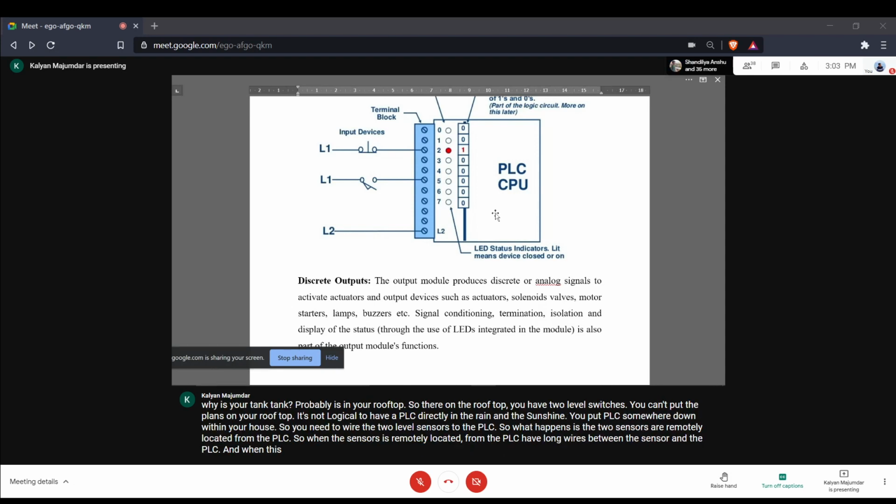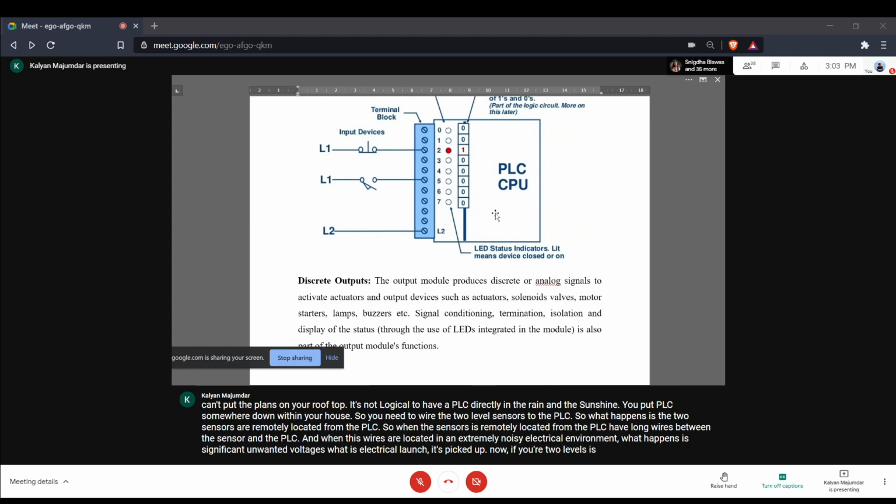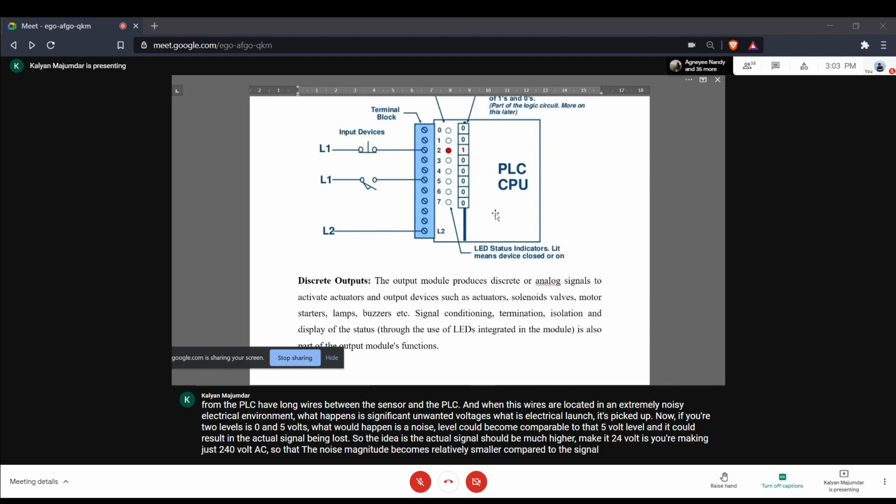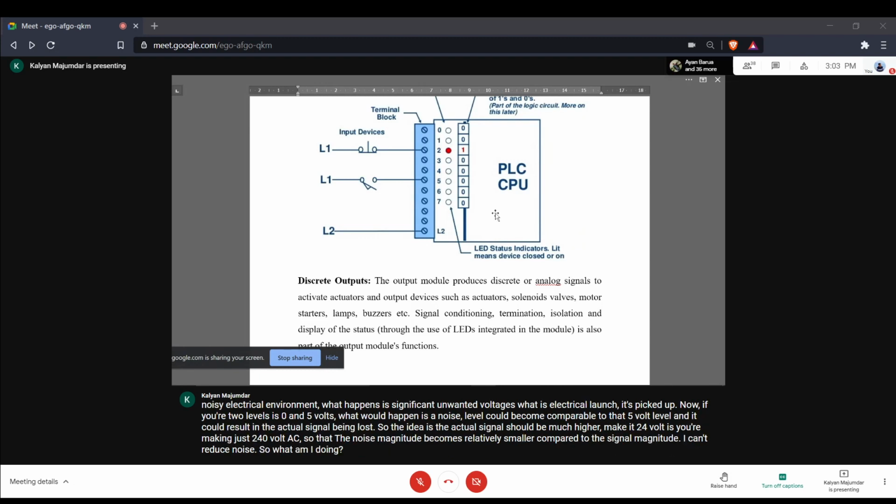When these wires are located in an extremely noisy electrical environment, significant unwanted voltages, that is electrical noise, are picked up. Now, if your two levels are 0 and 5 volts, the noise level could become comparable to that 5 volt level, and it could result in the actual signal being lost. So the idea is the actual signal should be much higher. Make it 24 volt DC or make it 220 volt AC so that the noise magnitude becomes relatively smaller compared to the signal magnitude. I can't reduce noise. So what am I doing? I'm increasing the signal level so that the signal to noise ratio remains significant.